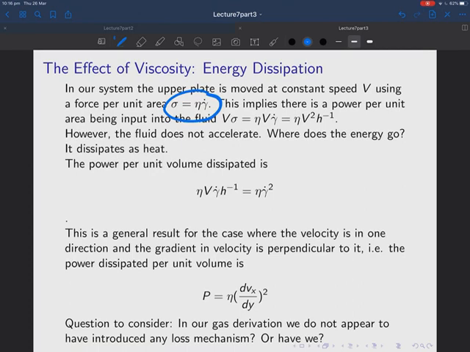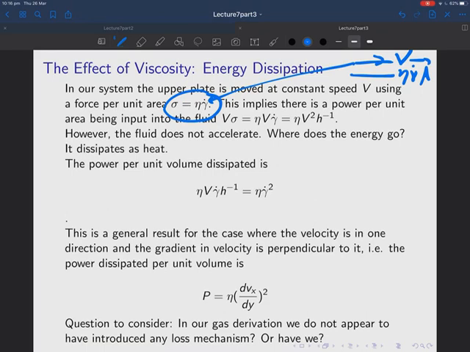But I'm moving the top plate here. So here's my plates, and I'm moving this top plate at speed v, and it has on it a force per unit area which is that. So I've got a force I have to apply, which would be eta gamma dot times the area of my plate. So I've got a force, I've got a velocity. This implies that I have to apply some kind of power. I'm dissipating power in doing this. I can't just do this for nothing.